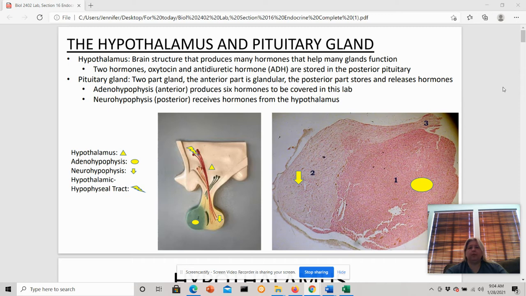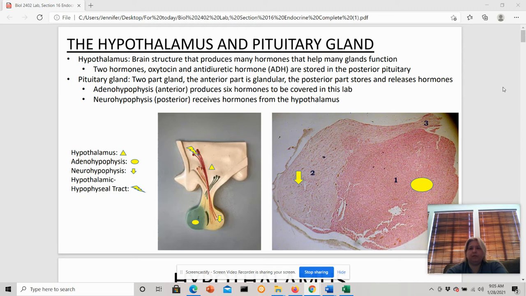There is the anterior portion, and there is the posterior portion. The anterior portion is called the anterior pituitary, or more specifically, the adenohypophysis. And it produces 6 different hormones, and we're going to talk about those hormones in this lab. And then the posterior pituitary, the posterior portion, is called the posterior pituitary, or again, more specifically, the neurohypophysis. And what it does is it actually receives hormones from the hypothalamus, stores them, and then it releases them.